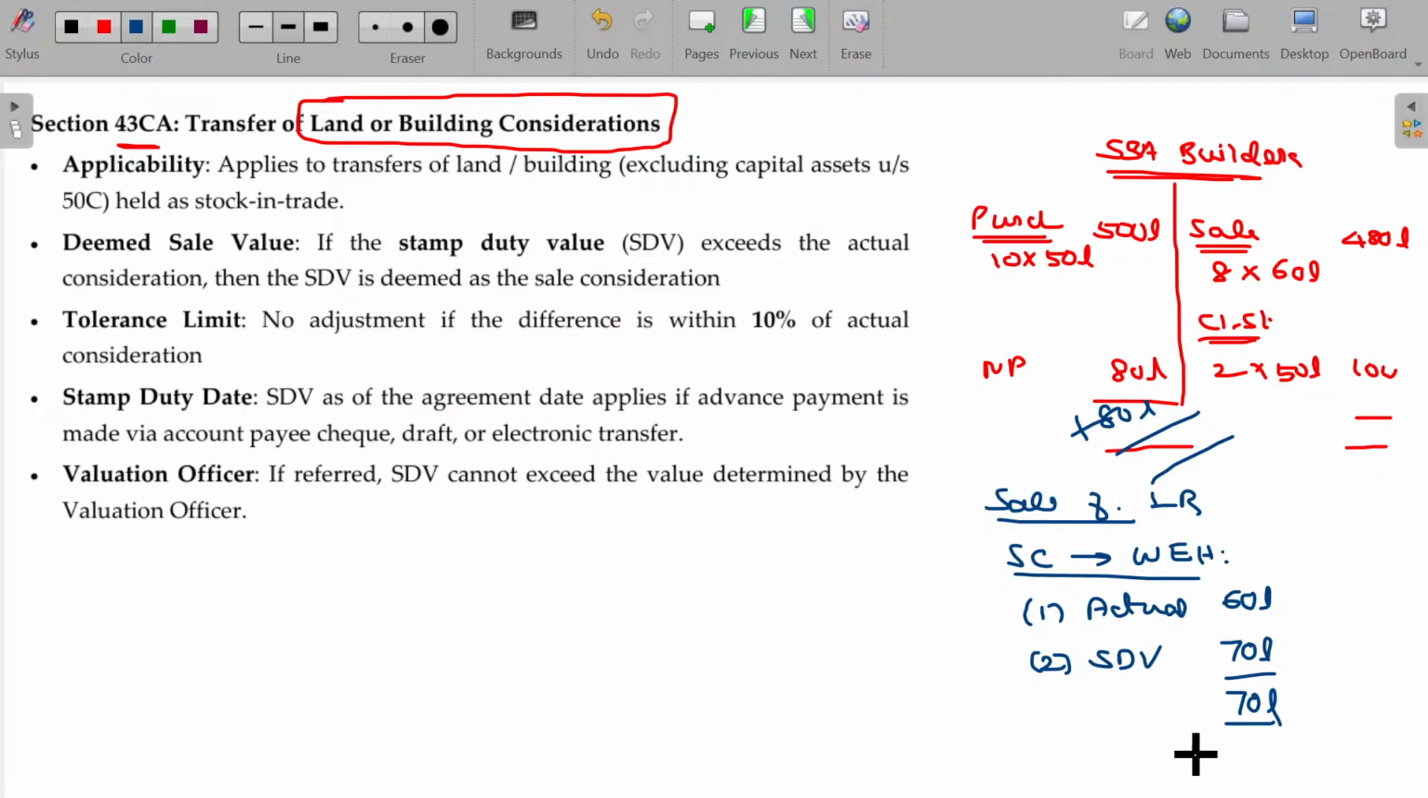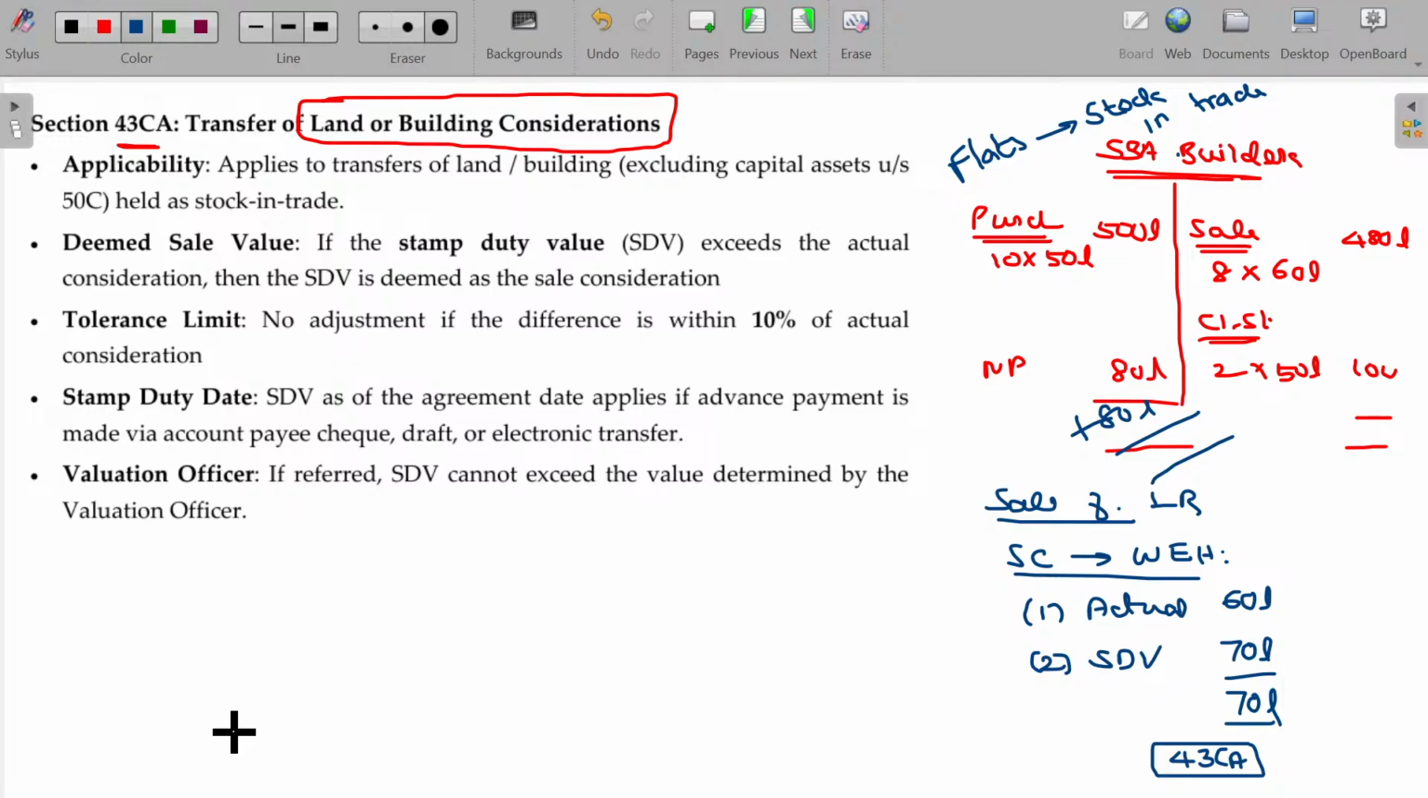This is as per which provision? Section 43CA. That too for flats, land and building, held by SSA Builders as what? Stock in trade. Stock in trade.